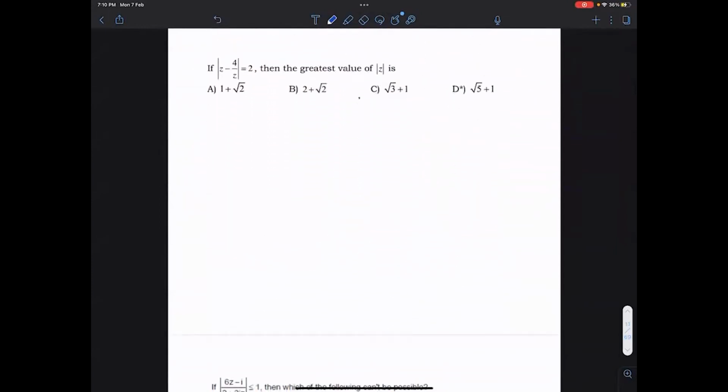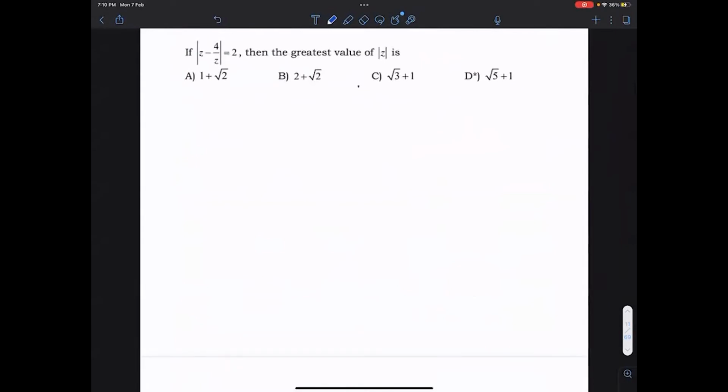Fine. Yeah. Next. This is a very important model, guys. IIT JEE itself has asked this question twice. So I just want to stress on this question.